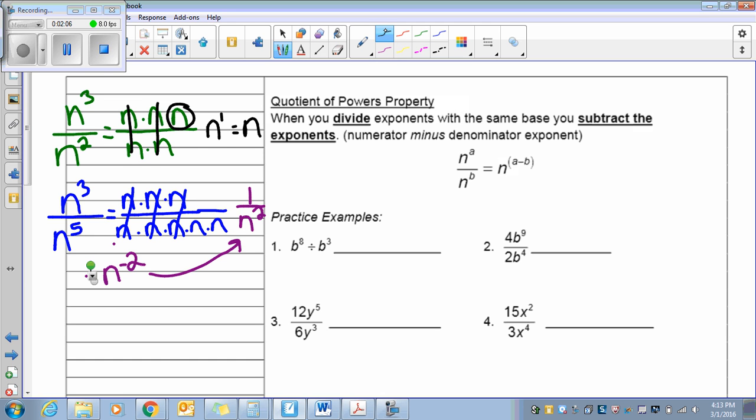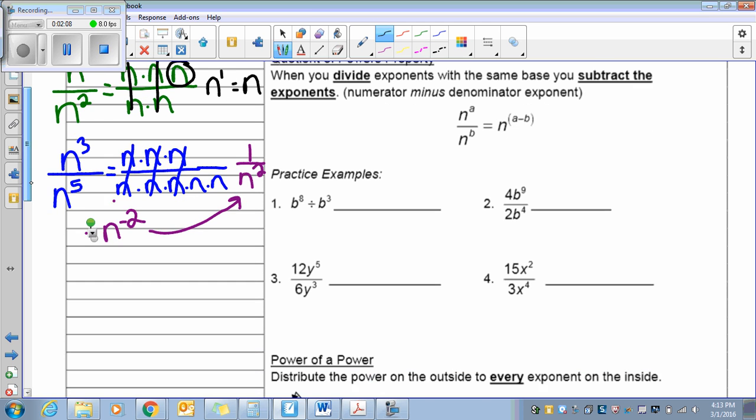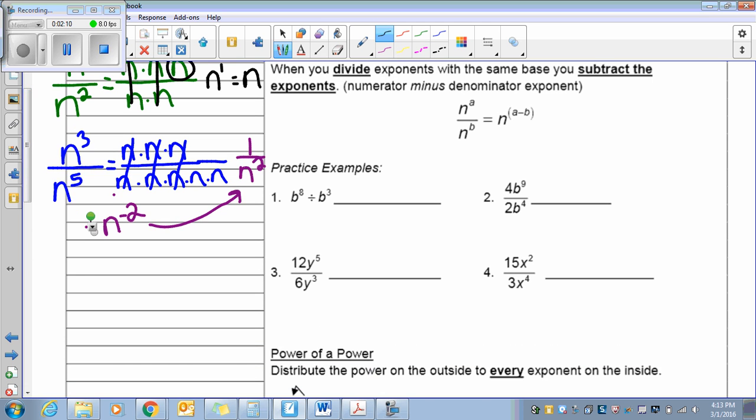So that's why the quotient of powers property works. So when we look at these examples, b to the 8th divided by b to the 3rd would be the same thing as b to the 8 minus 3. So that would be b to the 5th.